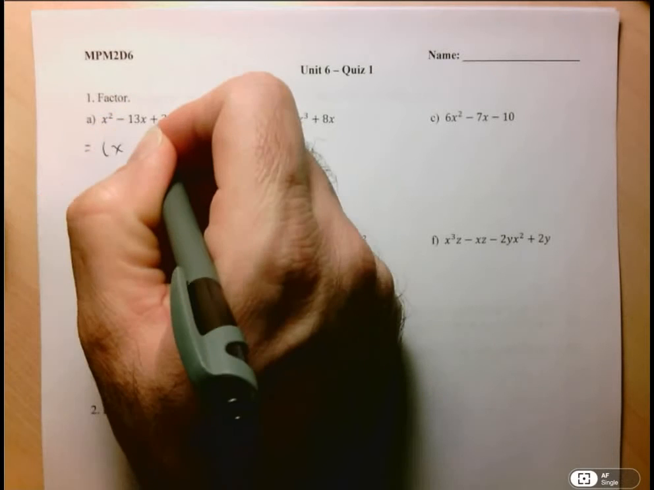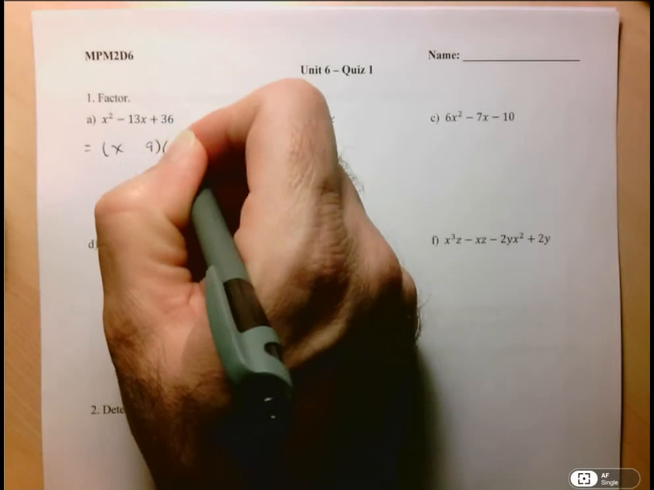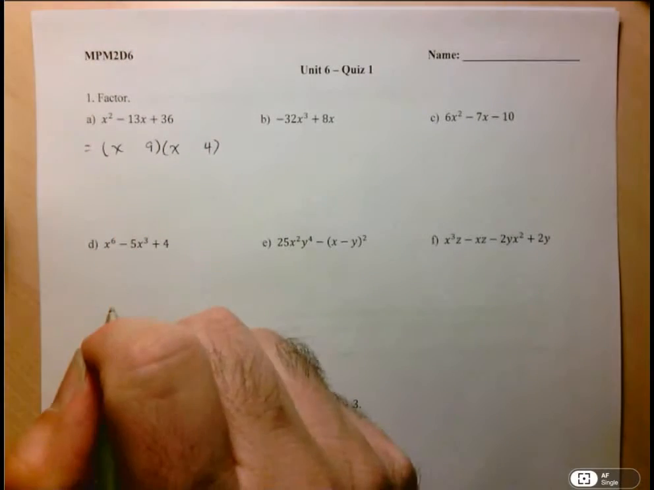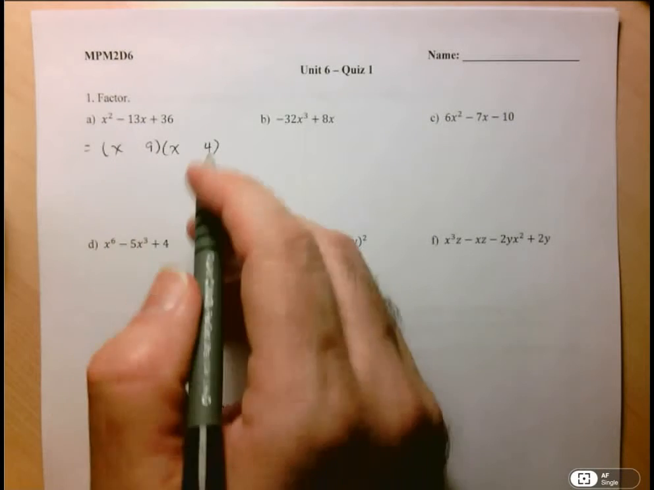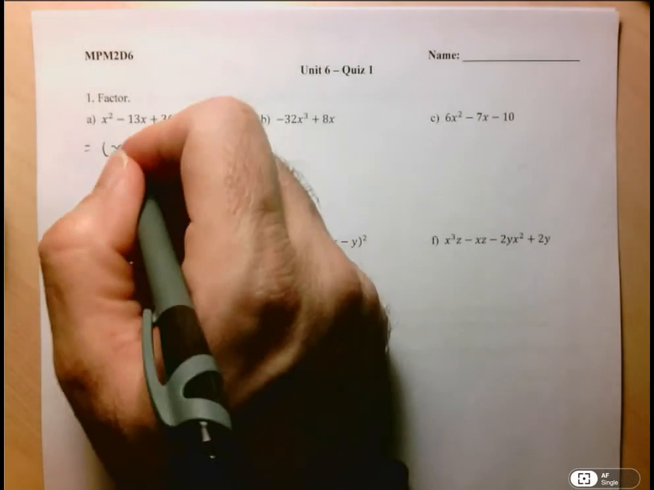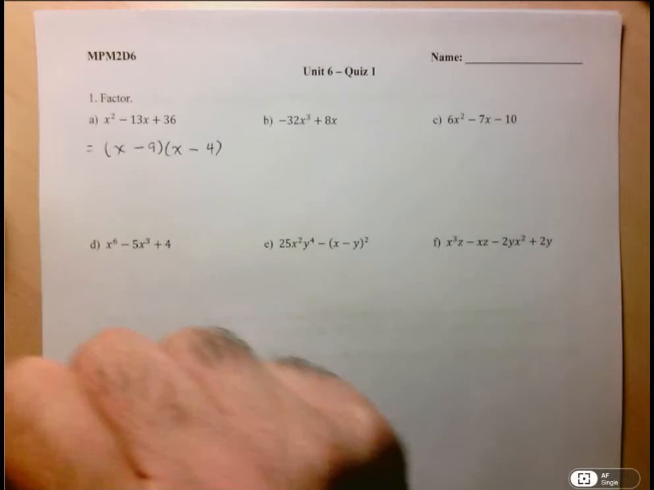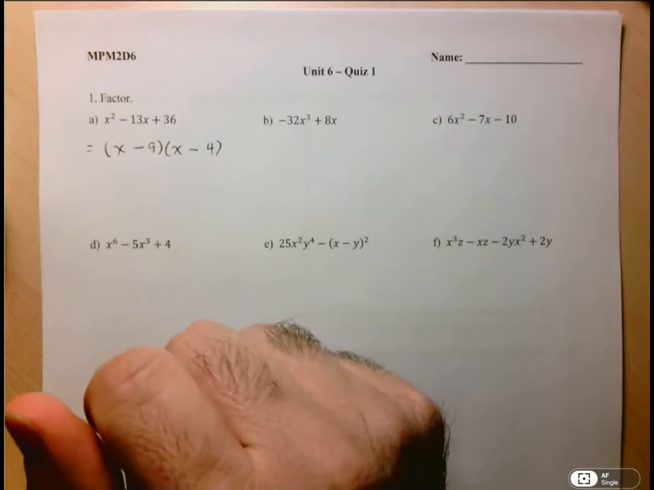Okay, so we have (x, 9) and (x, 4). And now we just have to get the correct sign. Since they have to add up to negative 13, it's going to be negative 4 and negative 9. Okay, let's take a look at B here.